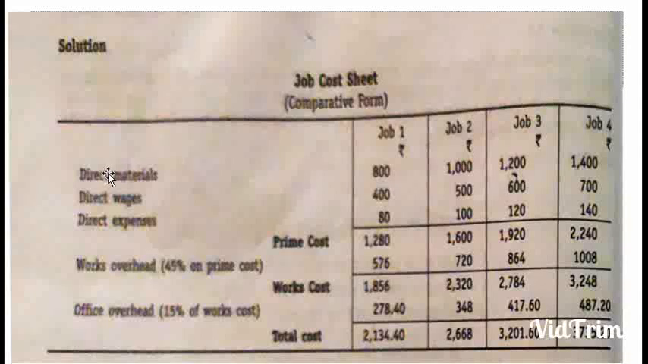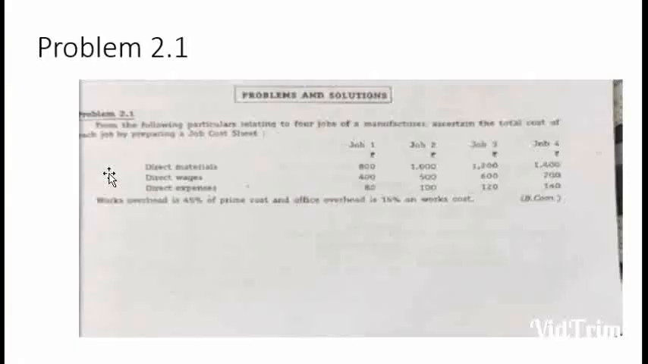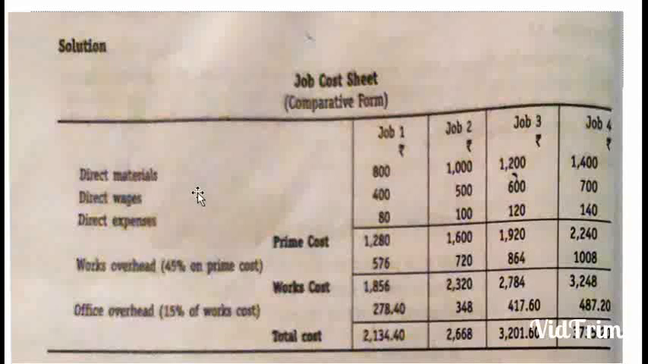The question stated in the problem gives you the direct expenses. So what are the direct expenses? Direct material, direct wages and direct expenses. So that is what we are considering in your solution. First, direct materials. For job 1, how much is it? 800. For job 2, it is 1000. For job 3, 1200. For job 4, 1400.